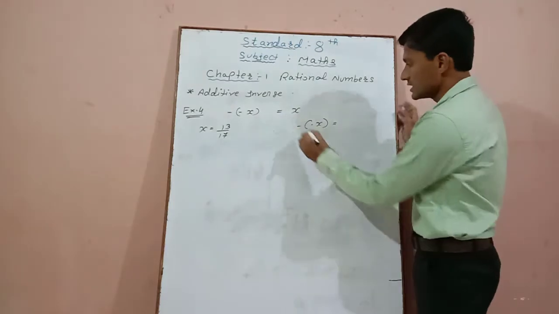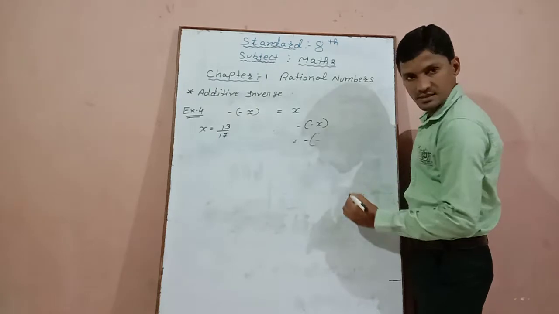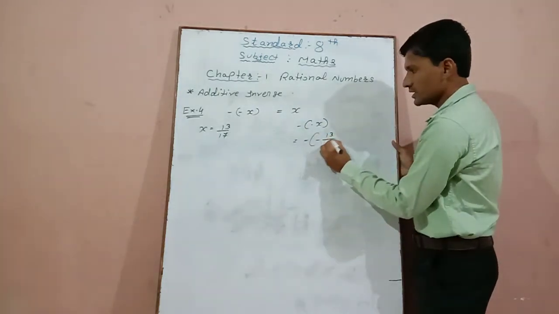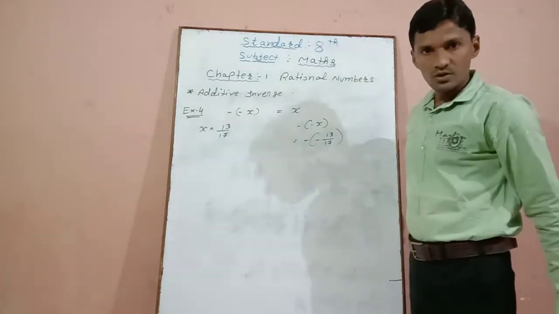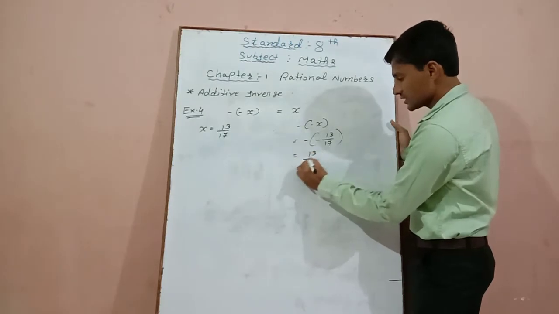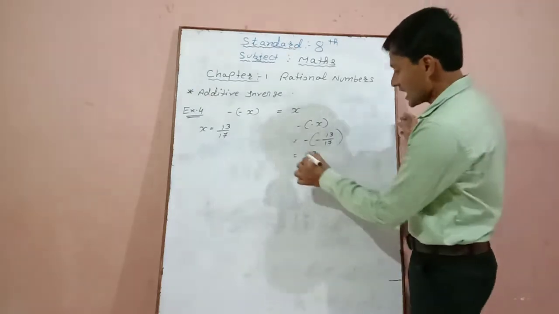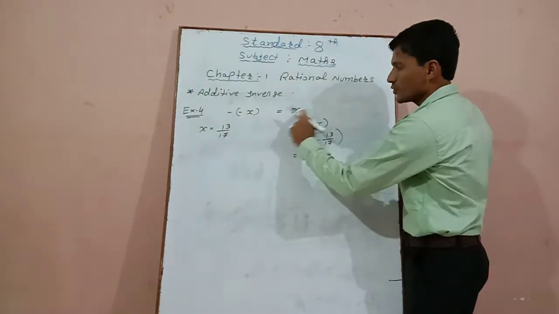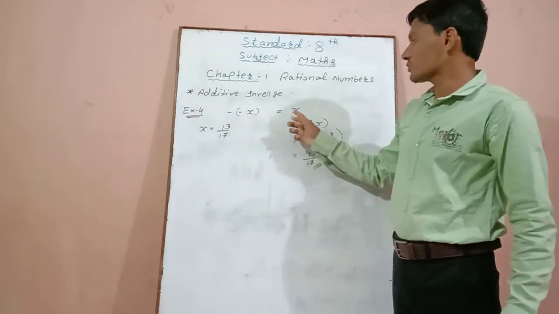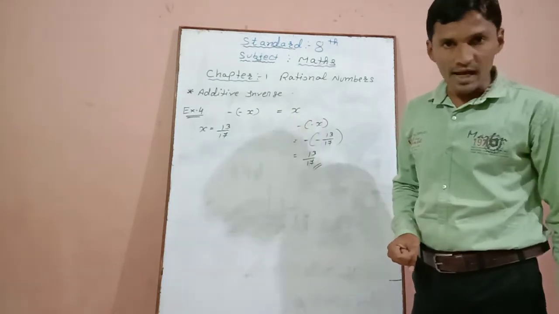First of all we will put a minus sign, again a bracket with minus and the value of x. So the value of x is 13 divided by 17. Now compare it: minus and minus make plus. The answer will be 13 divided by 17. Okay, this is the answer. Now compare. The answer is equal to x. So we can verify that the value of minus of minus x is equal to the value of x, or we can say the left hand side is equal to the right hand side.